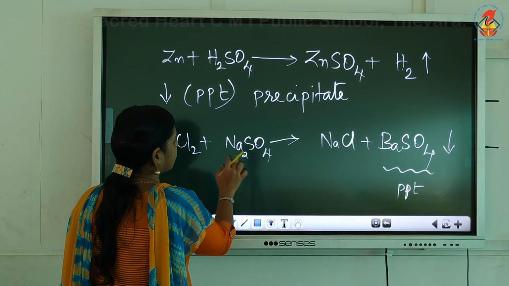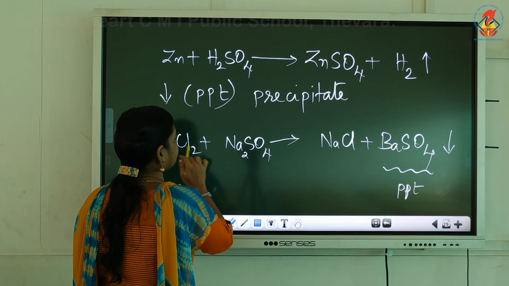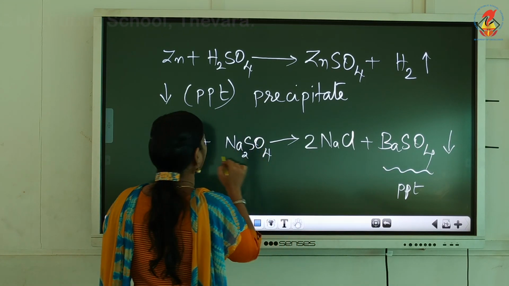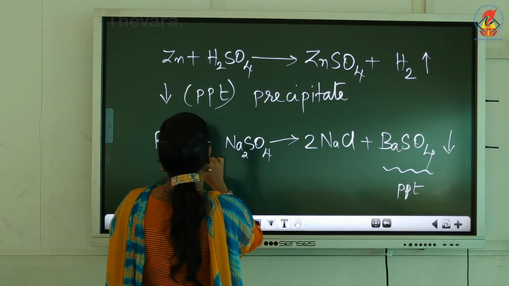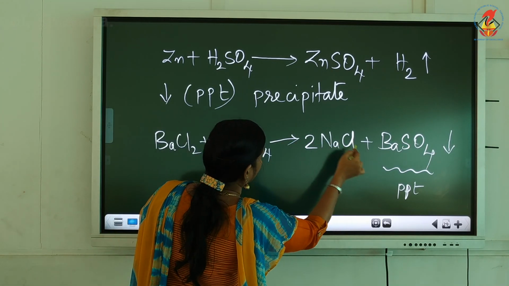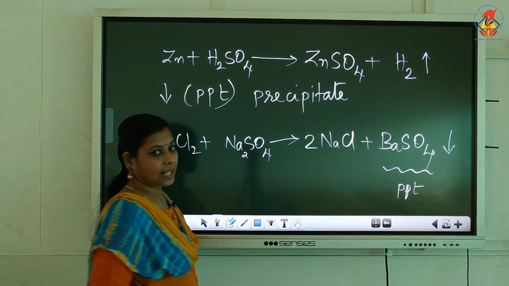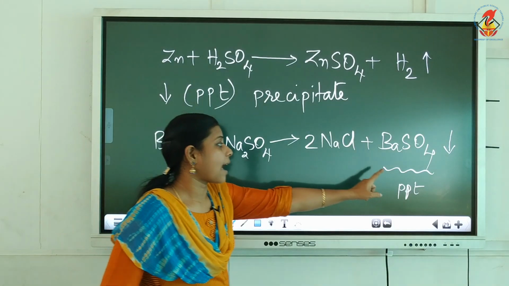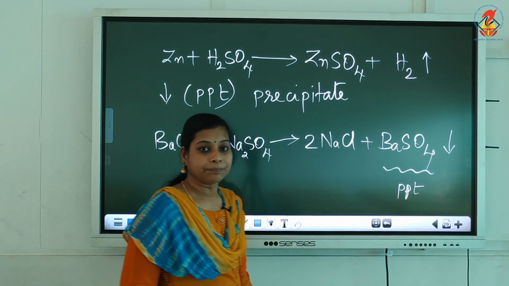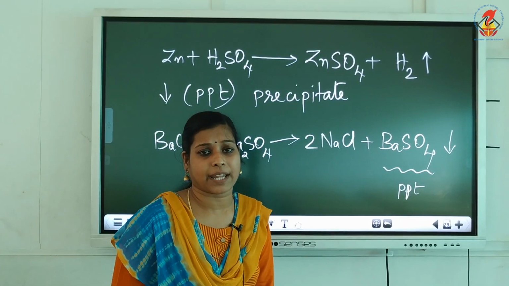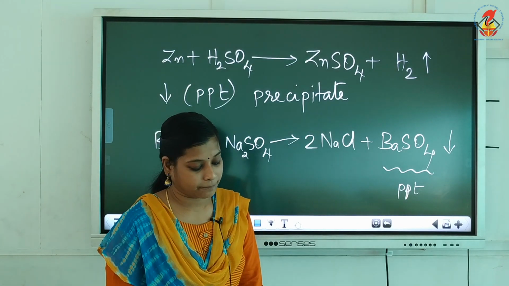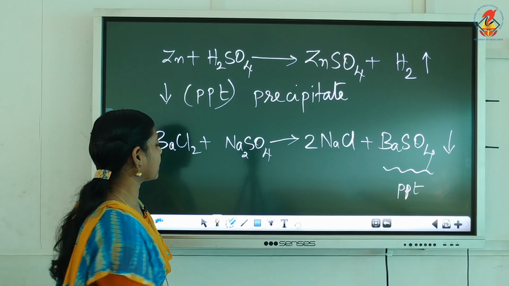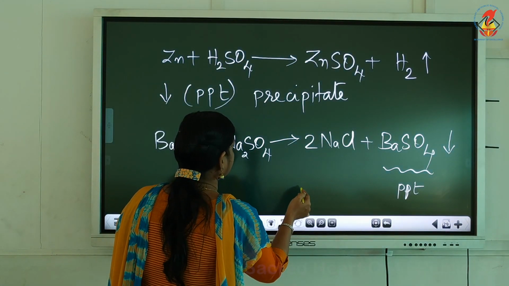This equation is not balanced. We have to balance that particular equation. Na2SO4, so Na2, then BaCl2, here also 2Cl, 2Na. Okay. So now the equation is completely balanced, and this downward arrow indicates formation of a precipitate, which is more informative. Okay.